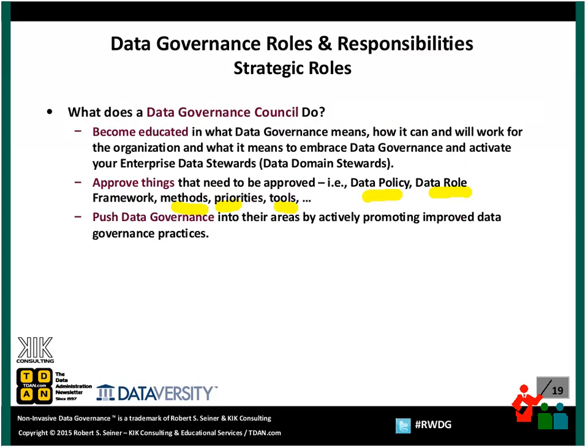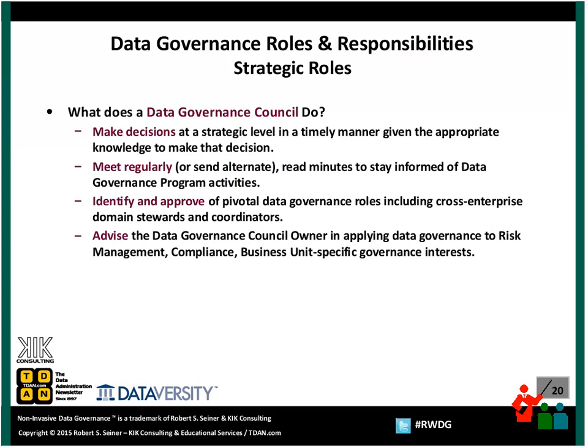The Data Governance Council is that strategic layer within the organization that things get escalated up to and where decisions are made. They also have the responsibility of pushing data governance back into their areas by actively promoting the good practices that we're defining as part of our governance program. Other things the Data Governance Council gets involved in, they're people that make decisions at a strategic level when issues get escalated from the operational to the tactical and then to the strategic layer of the organization. So they're, again, the ultimate decision makers when it comes to data.